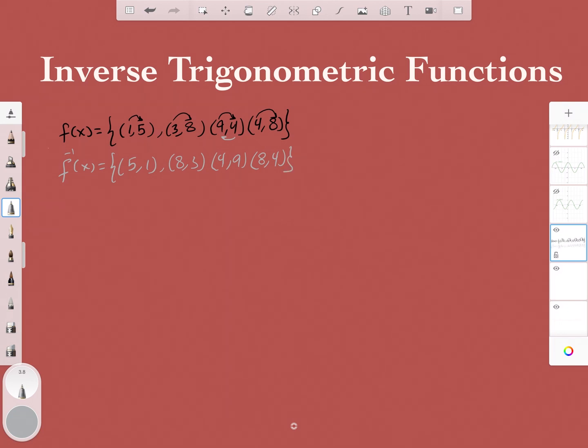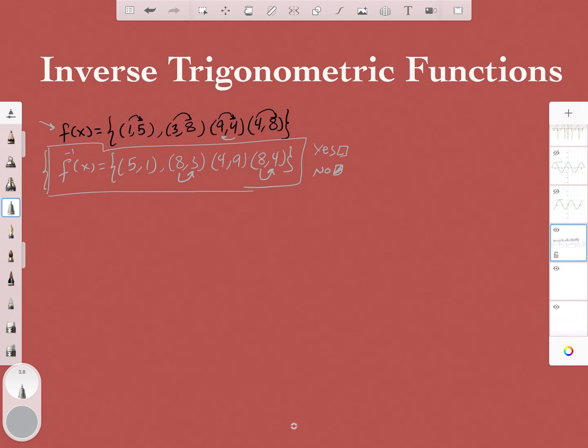So now my question is: is f inverse a function? Is it yes, it is a function, or no, it's not a function? The answer is no, because 8 went to 3 and 8 went to 4. So the inverse of that function is not a function.